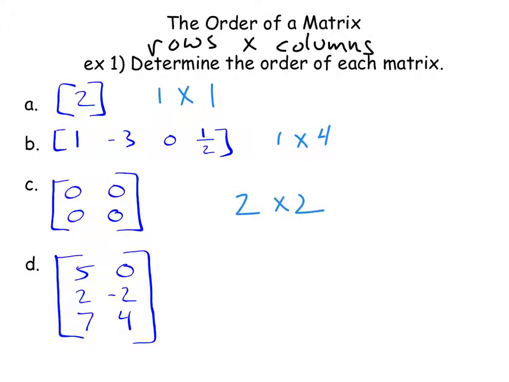And C, that's a 2 by 2. That's the same as part A. That's what we call a square matrix. For determining the order, that's kind of nice because you can't go wrong. Even if you're not clear on rows and columns, you know it's a 2 by 2. Not the case in part D. We got to do rows first. So in part D, that's a 3 by 2.